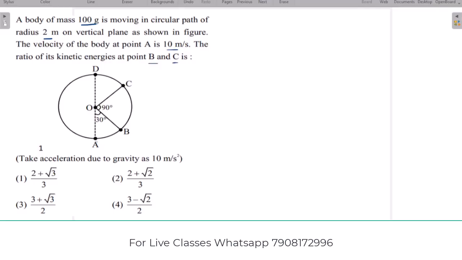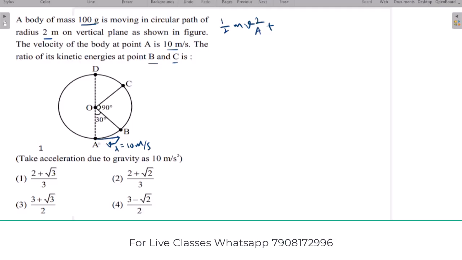So here it is given the velocity of the body at point A, VA, is equal to 10 meter per second. We have to calculate the ratio of kinetic energies at points B and C. Now, from the conservation of energy, we can say that the total energy is conserved at each and every point. So, at point A, the total energy is half m VA square, that is the kinetic energy, plus potential energy.